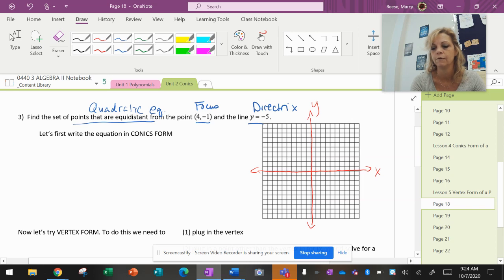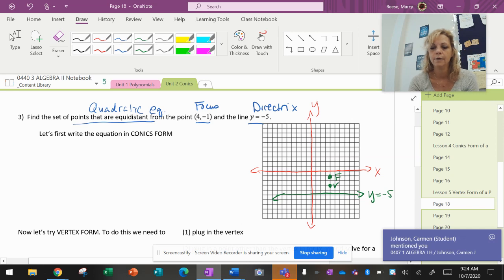1, 2, 3, 4. So then on checkpoint, I'm seeing some work here. 1, 2, 3, 4, 5. So I know by seeing this on your paper that you're starting to go, okay, I've got to just visualize where, because for the conic, I need the vertex. And it's right smack dab in the middle, right? So there's my V.